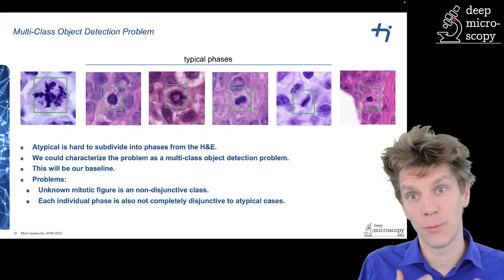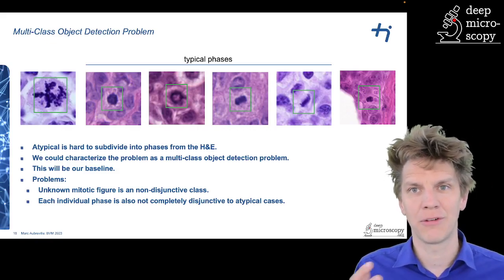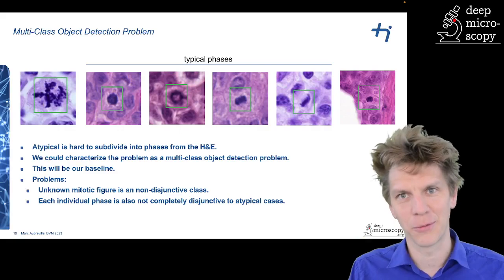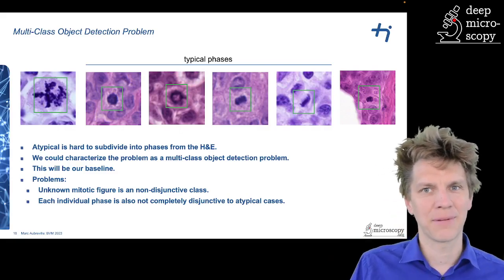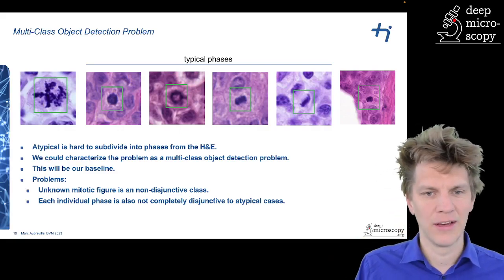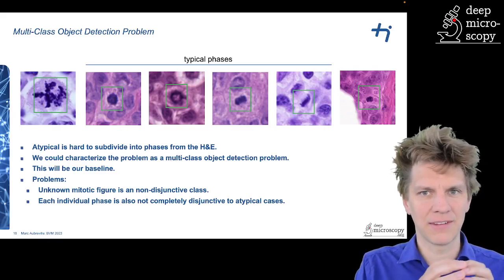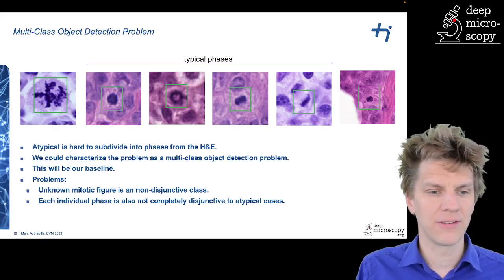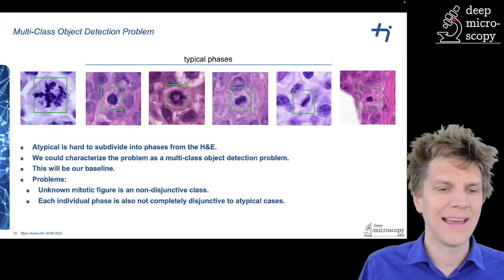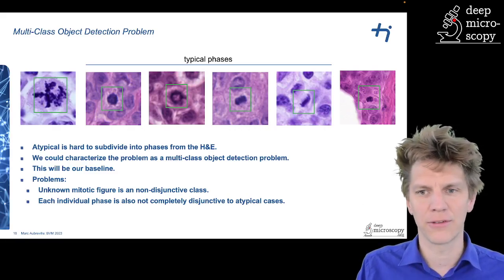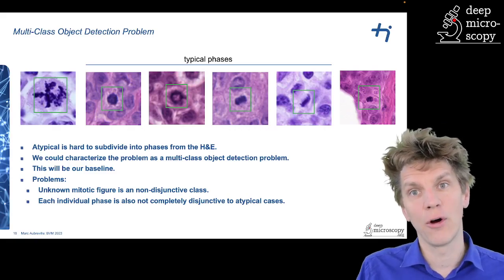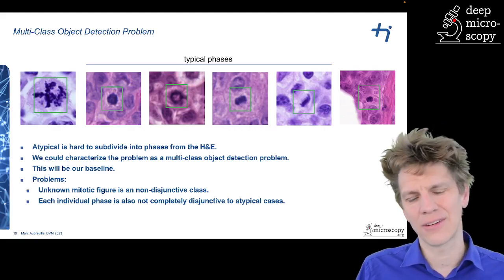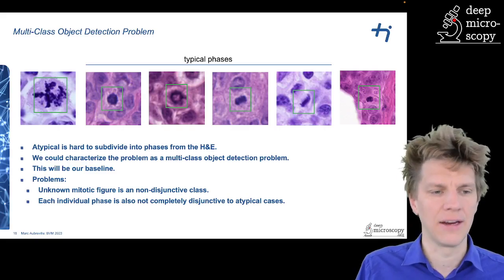We cannot leave it away because we still want to have an object detection and it's still mitosis, so we want to detect it, but we cannot subcategorize it in any way. So this is a bit of a problem if we have this kind of flat representation of classes. And each individual phase is also not completely disjunctive to the atypical cases, because, of course, as we saw on the chromosome lagging, there are actually overlaps between those phases that are not clearly distinguishable, but they are there.